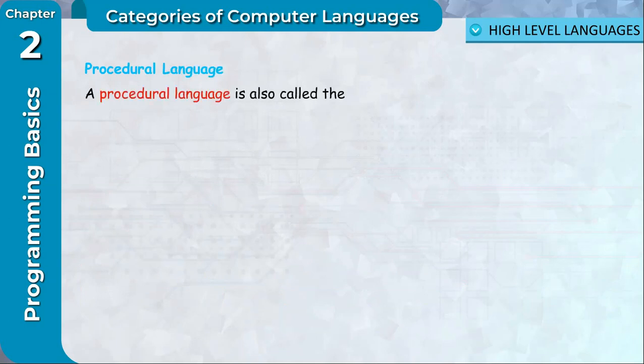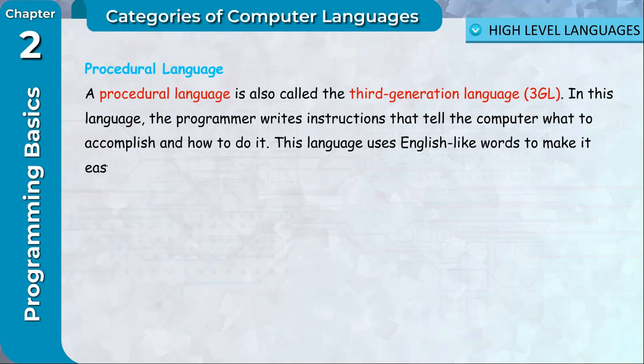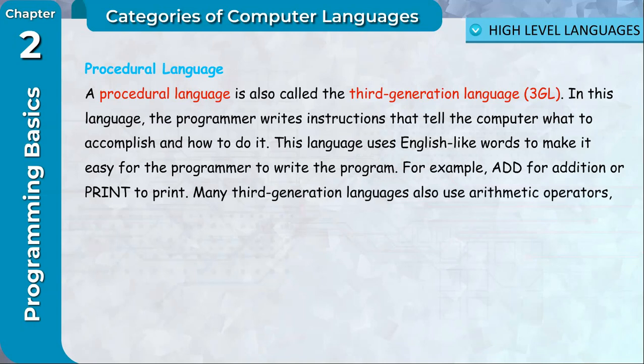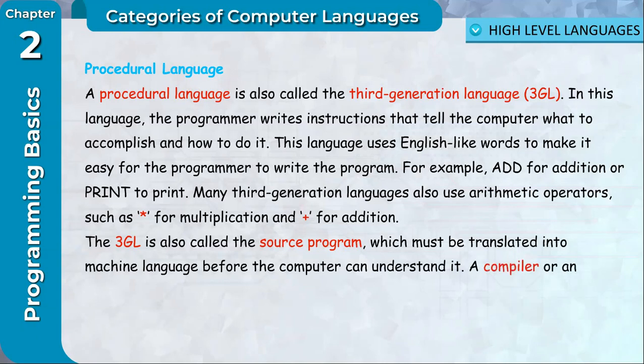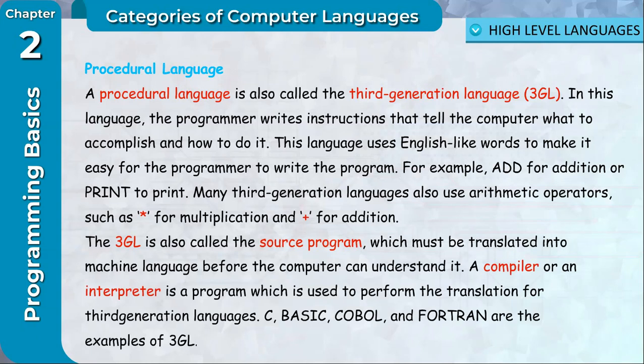Procedural language. A procedural language is also called the third-generation language, 3GL. In this language, the programmer writes instructions that tell the computer what to accomplish and how to do it. This language uses English-like words to make it easy for the programmer to write the program. For example, add for addition or print to print. Many third-generation languages also use arithmetic operators such as asterisks for multiplication and plus for addition. The 3GL is also called the source program, which must be translated into machine language before the computer can understand it. A compiler or an interpreter is a program which is used to perform the translation for third-generation languages. C, BASIC, COBOL and FORTRAN are the examples of 3GL.